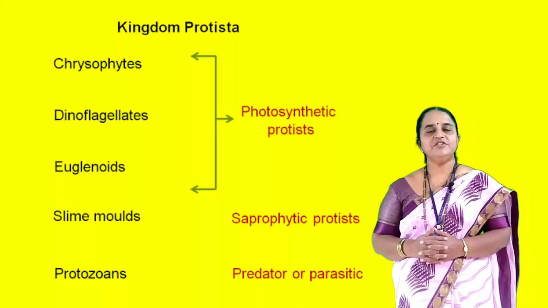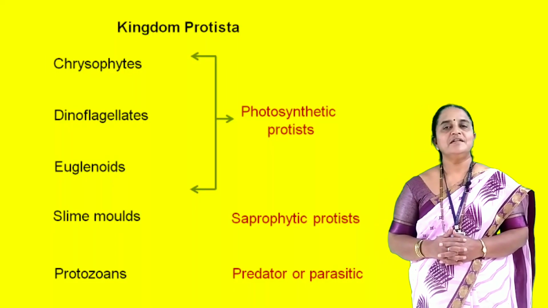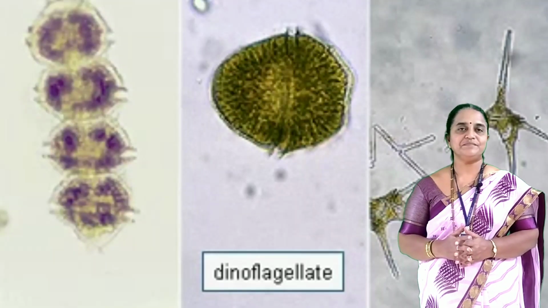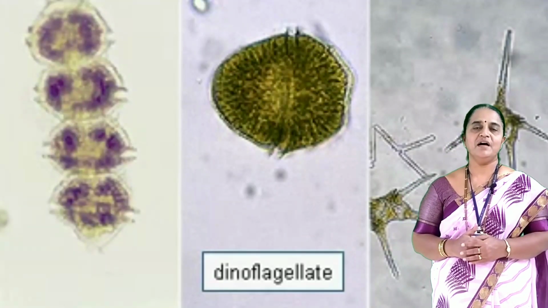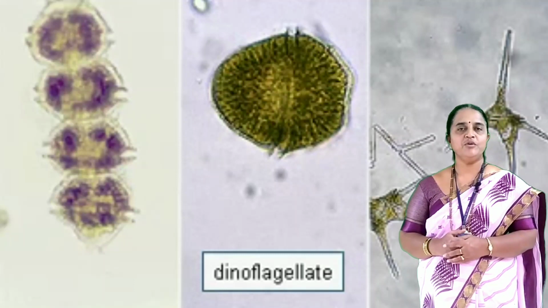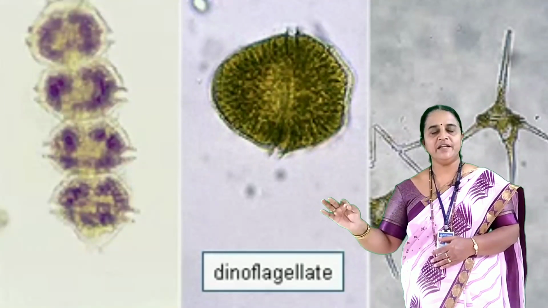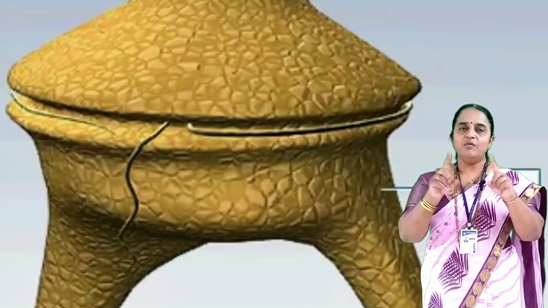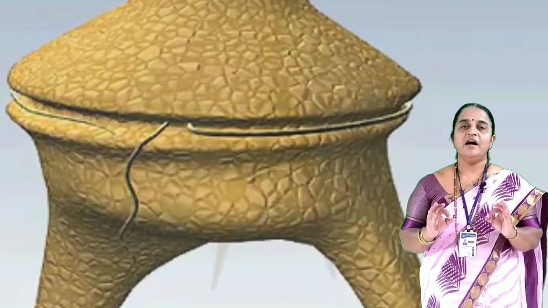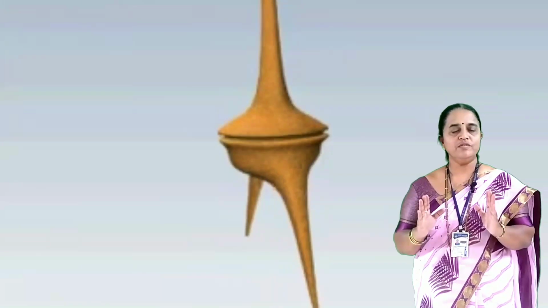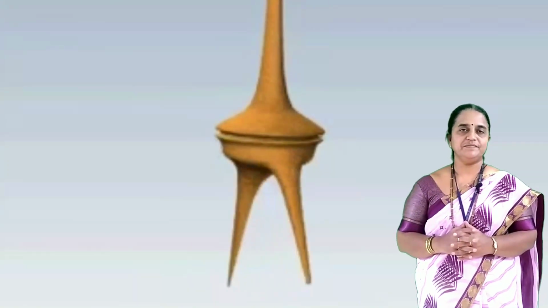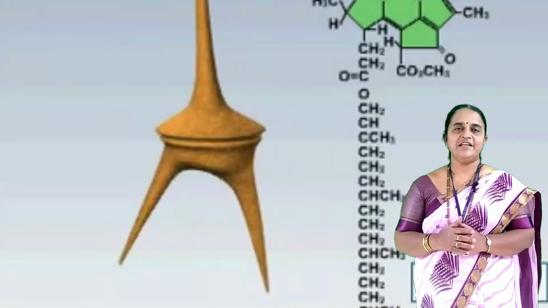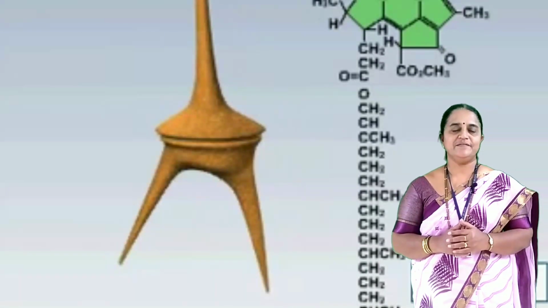Coming to second division known as Dinoflagellates or Dinoflagellata. These organisms are unicellular eukaryotes, exclusively marine. They are not found in fresh water. If you see the outer cell wall, it is very hard. It is cellulose with pectin deposition. These organisms show 2 flagellae. That's why the name Dinoflagellates.